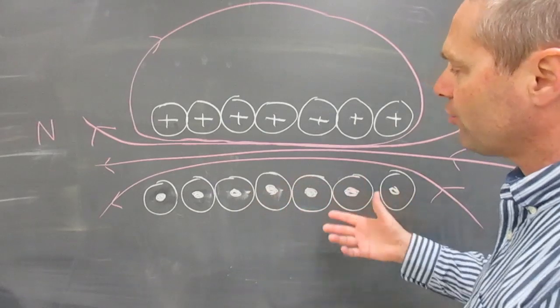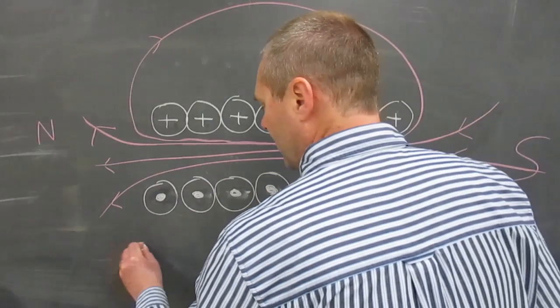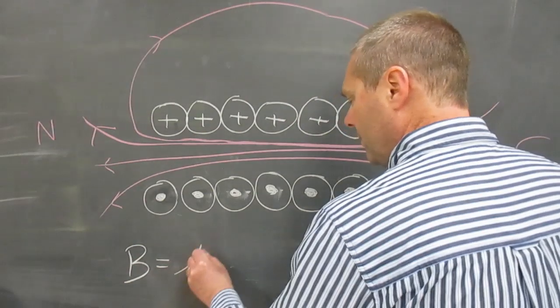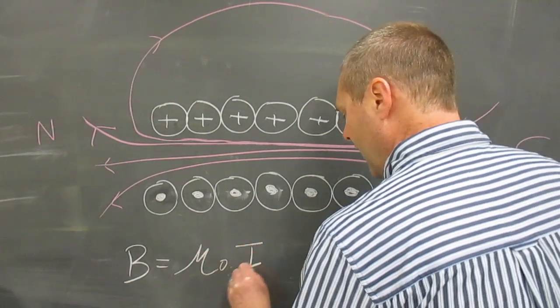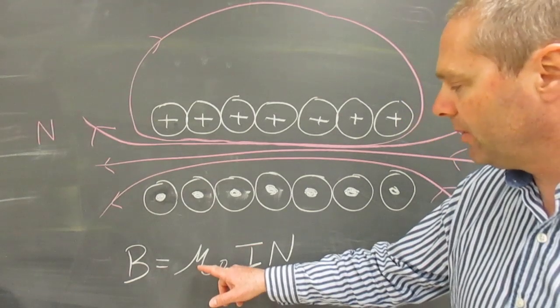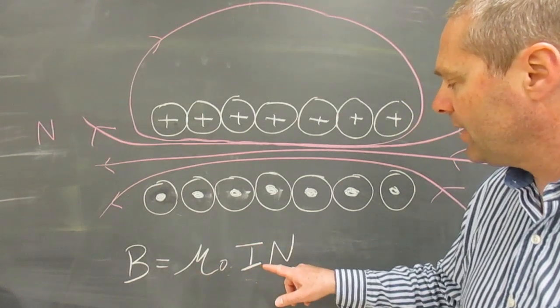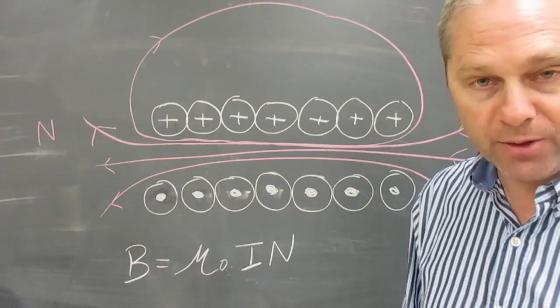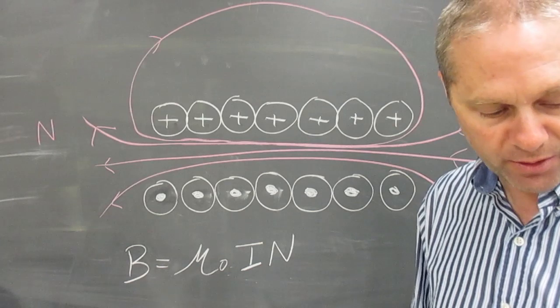Now what about the strength of this magnetic field? Well, the strength of the magnetic field is going to be equal to mu naught I n, where mu naught is the permeability of free space, I is the current, and n is the number of turns.